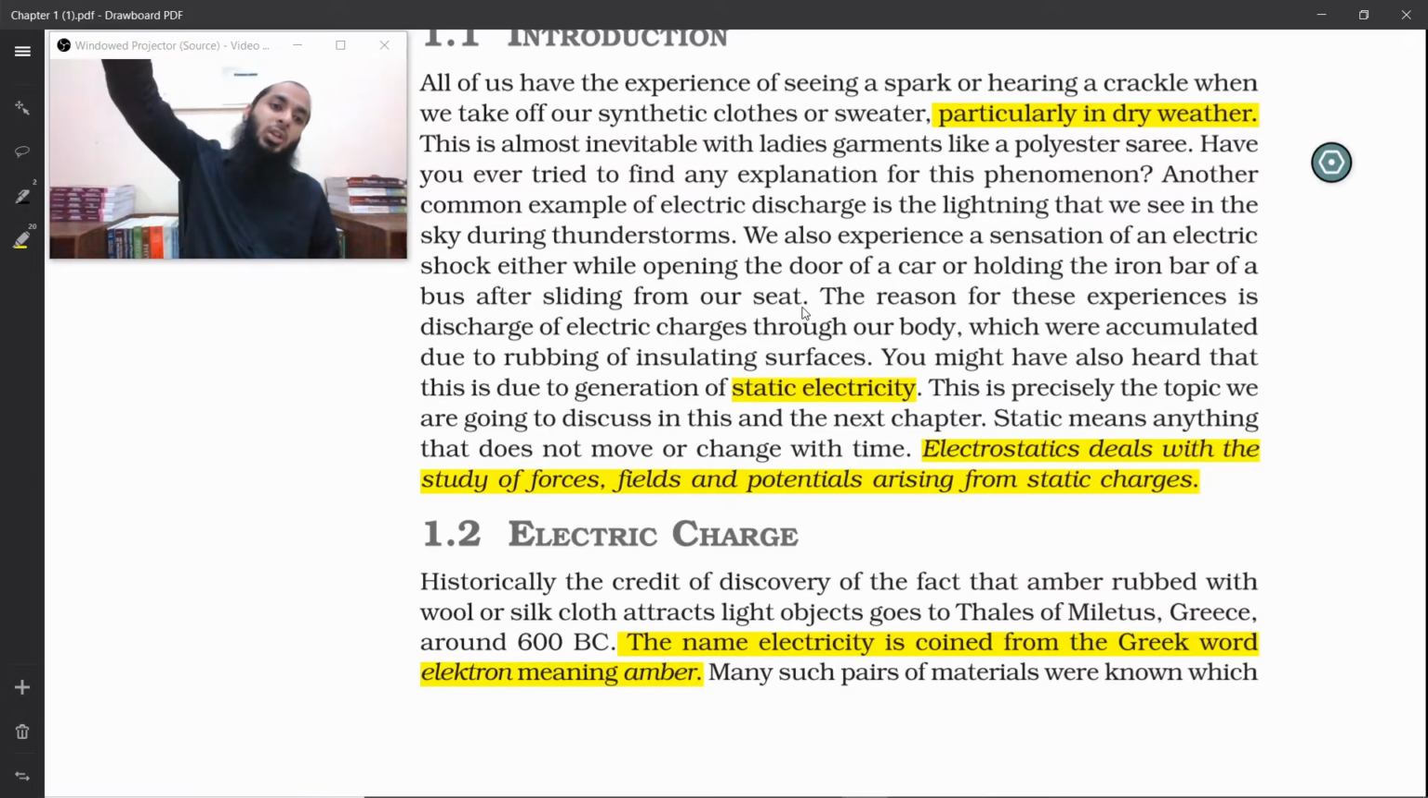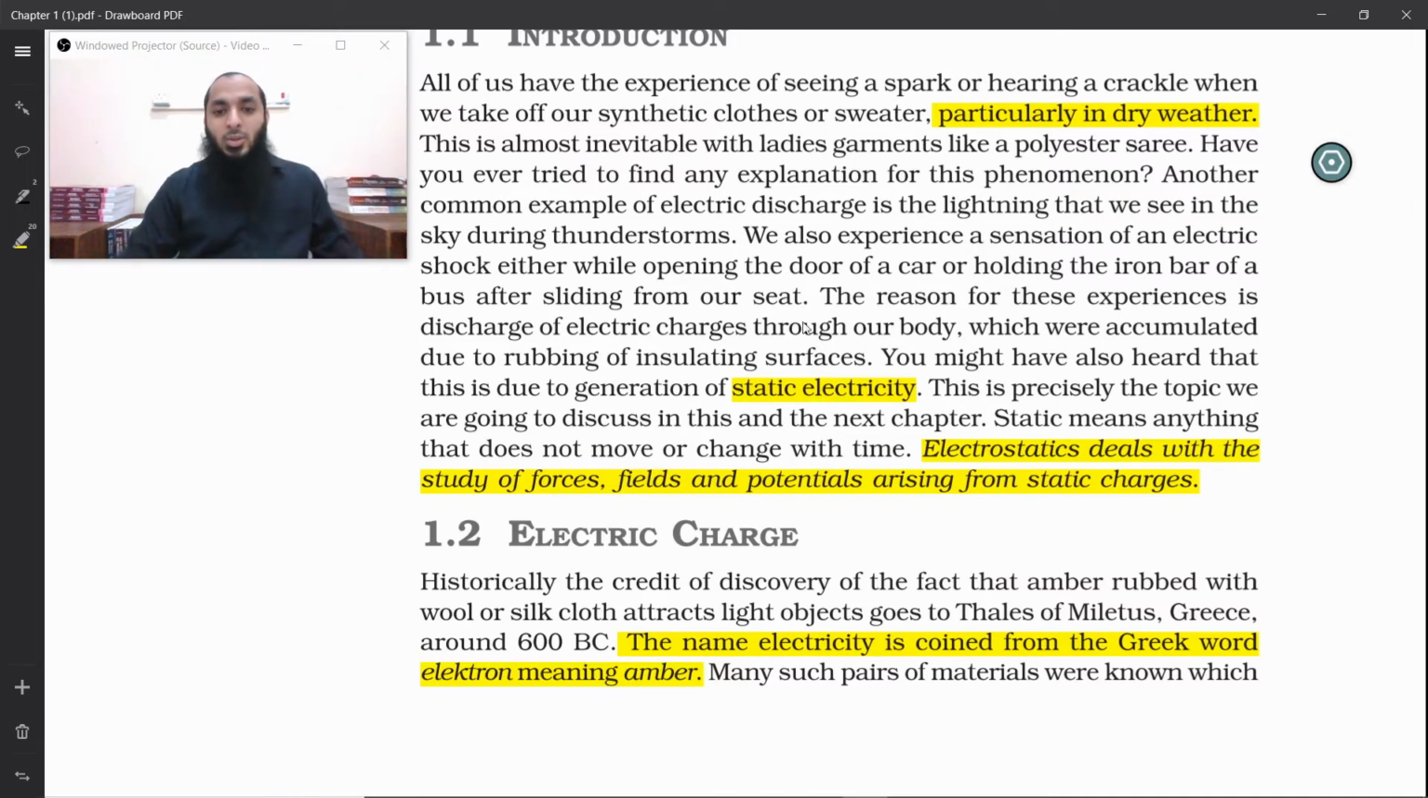Now when you hold the iron rod, or you try to open the door of a car, then what happens? The charges accumulated get a path to discharge, and it discharges through the car onto the ground. Got it? So I hope this is clear. So if someone asks you what is frictional electricity, just tell them, Fawaz sir taught us that and I know it.